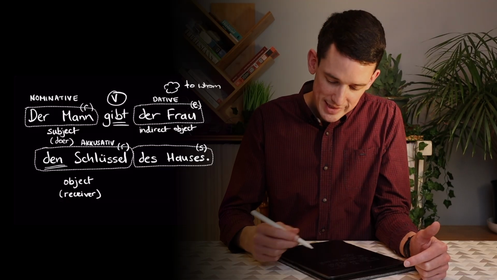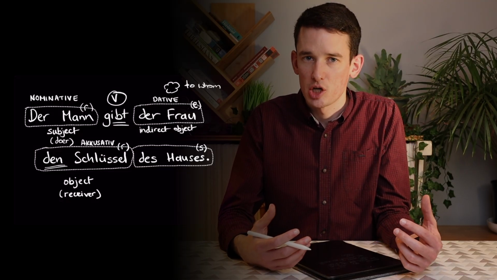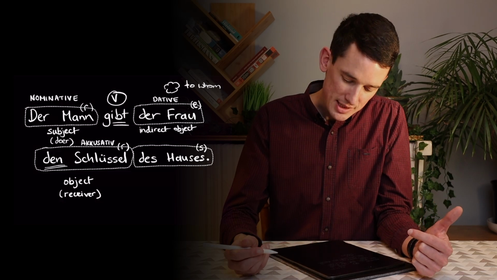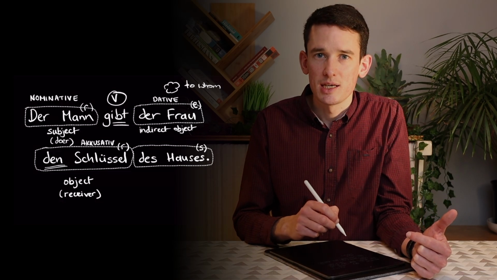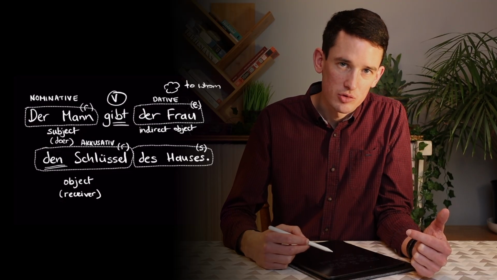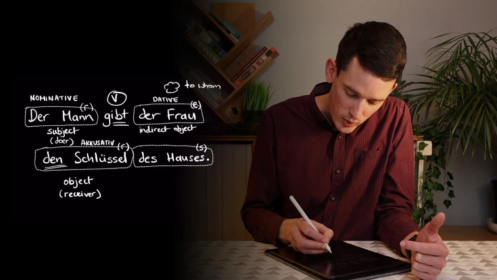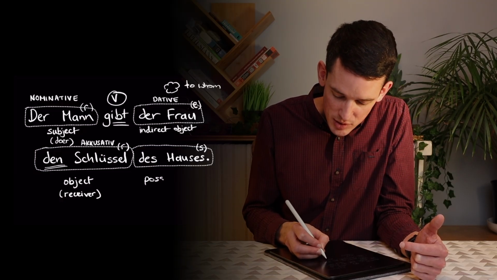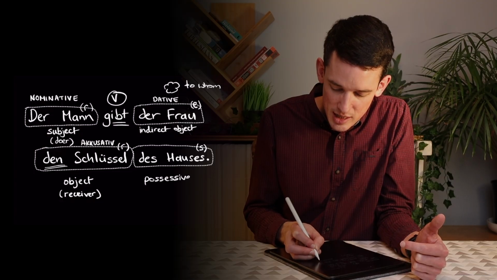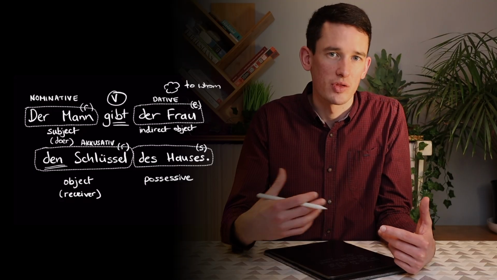Finally, we come to des Hauses, and this is probably the least common German case and the trickiest one, and this is where you're saying that it's the key of the house. And in German, the of is often dropped, and instead you just have the des Hauses. And a way of describing that in English is that it's the possessive. It really carries the idea of the key belonging to the house. It's the key of the house.